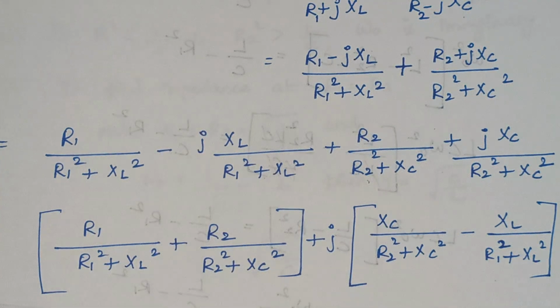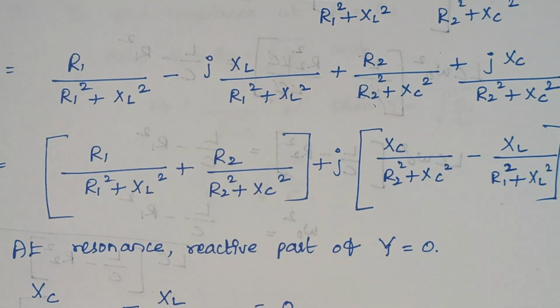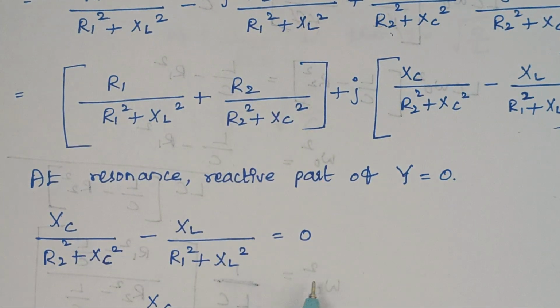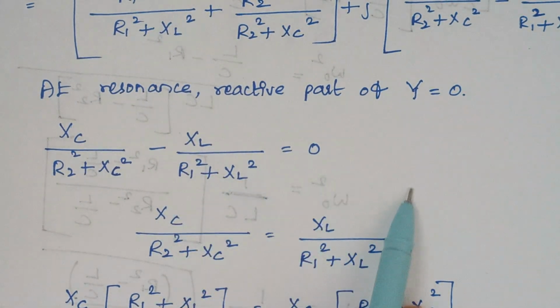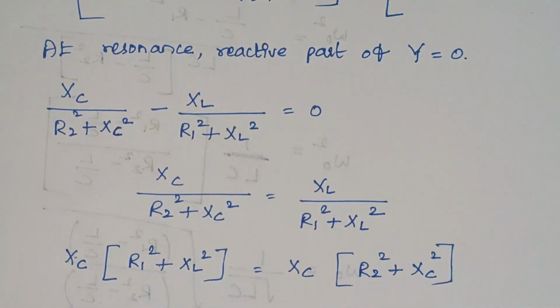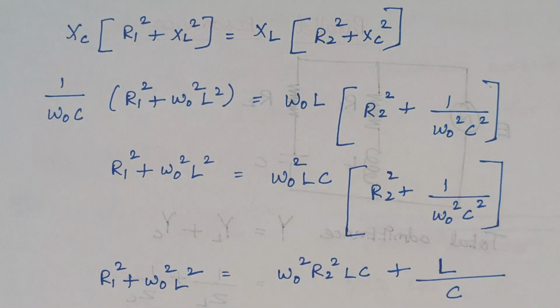Right. So what happens during resonance? At resonance, the reactive part of the impedance becomes 0. So here this part becomes 0, so just equate this part to 0. We are moving this XL to the right hand side, so it becomes positive. And the next thing is we are doing a cross multiplication. XC gets multiplied with this term and XL gets multiplied with this term.